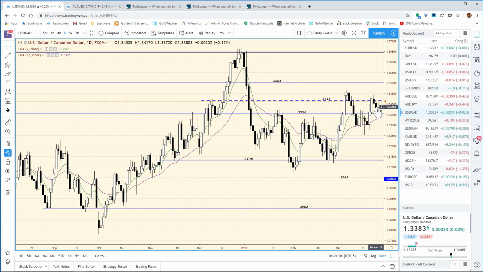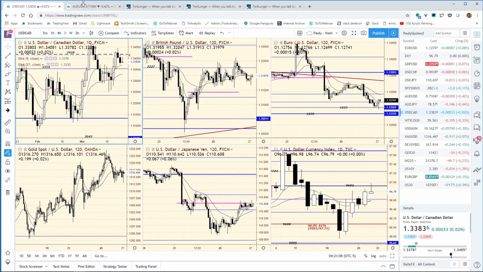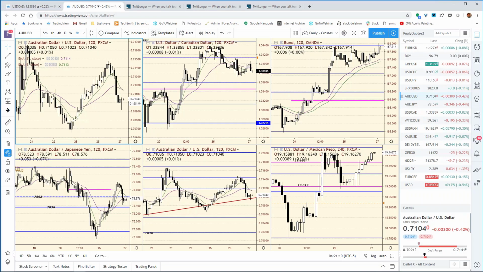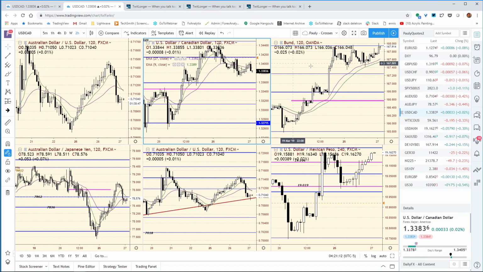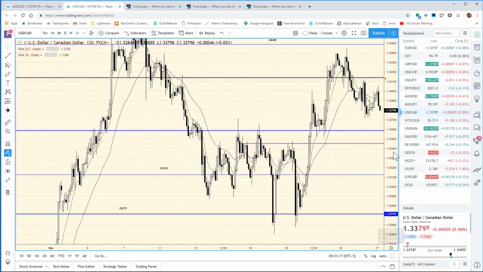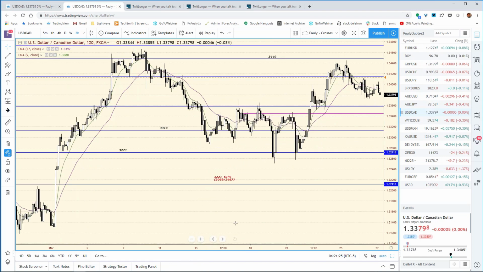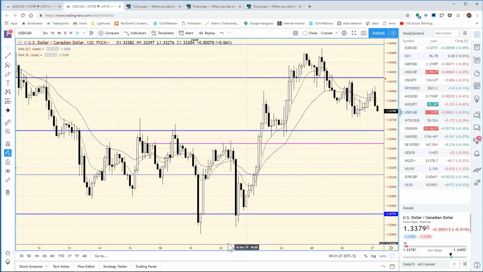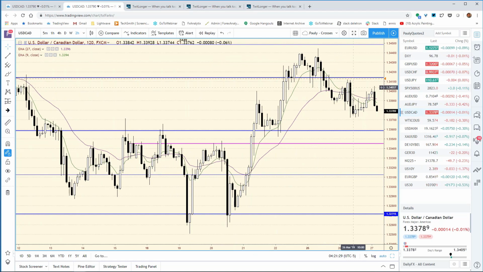I would have thought that after being incapable of taking out, in the chat room yesterday, we were talking about this 3412 being the 50% of this area, and I thought I was going to have a tough time trying to get beyond that. And tough time it did, but it didn't turn around and just immediately give it up. But even on the slide back, we didn't come down as far as I thought we would have.